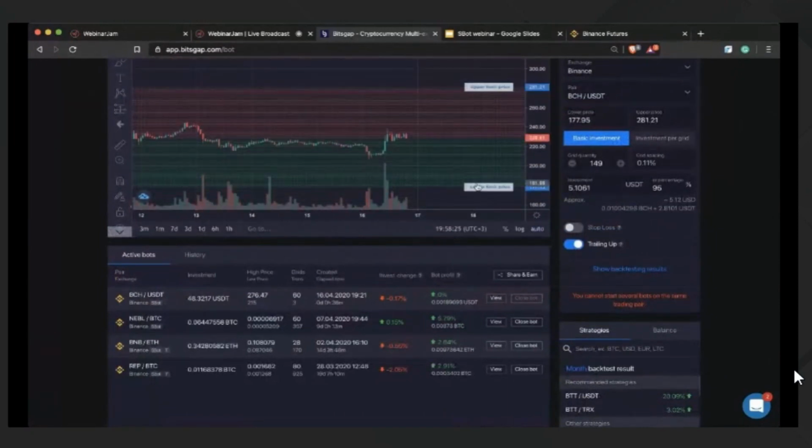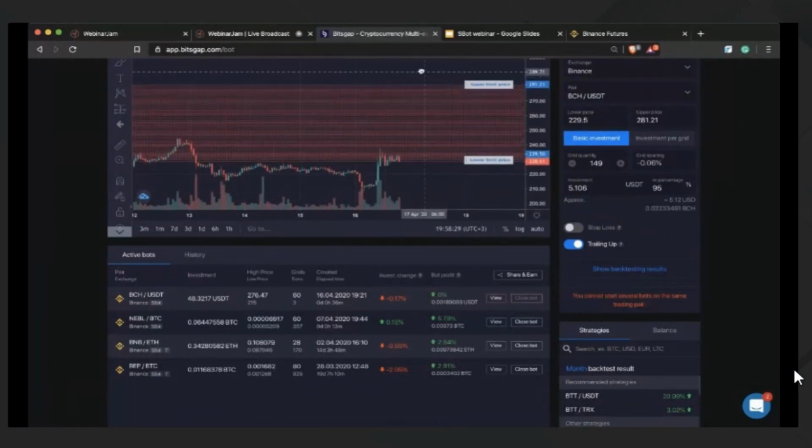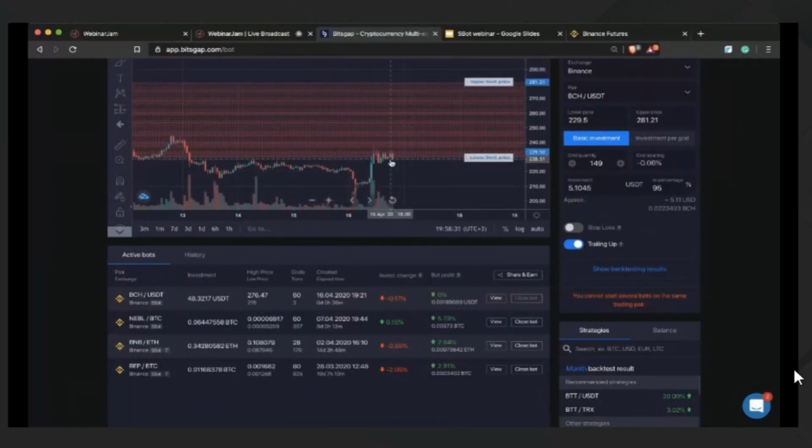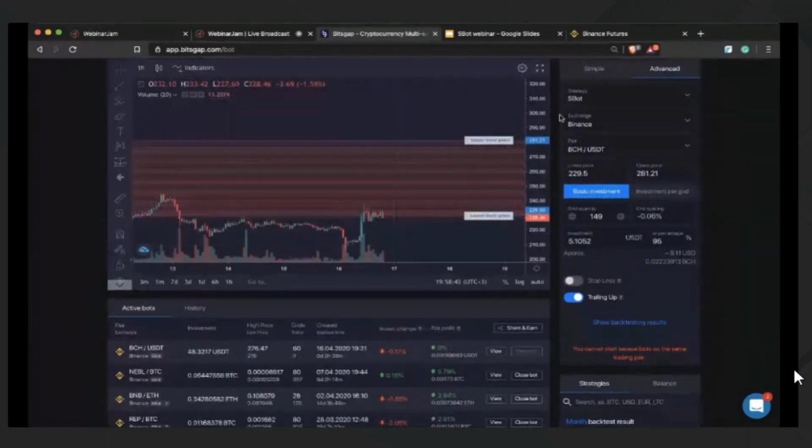Let's assume that I expect price to go up from this level, from this point of time. If I put only the sell zone, it means that in order to initiate this bot, I must have enough of the base currency. And in this case, as I only have the sell zone, all I need to have to initiate the bot is only the base currency.